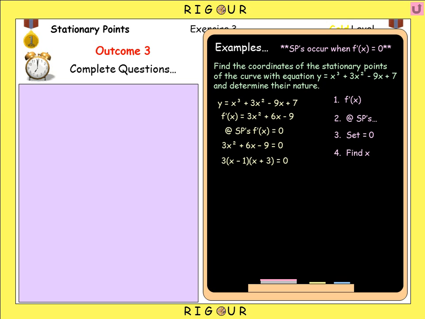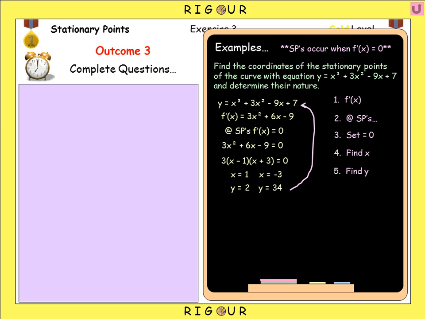Once we've found x, we're going to find y. So we have our 2 x values of 1 and minus 3. We find y by subbing the x values into the original equation. If we substitute x equals 1, we would have 1 plus 3 minus 9 plus 7, which gives us 2. And if we sub minus 3 in, that would give us minus 27, add 27, add 27, add 7, which gives us a value of 34. You might want to show some work in there, but obviously if it's in the calculator paper, we can let our calculator do the work there.